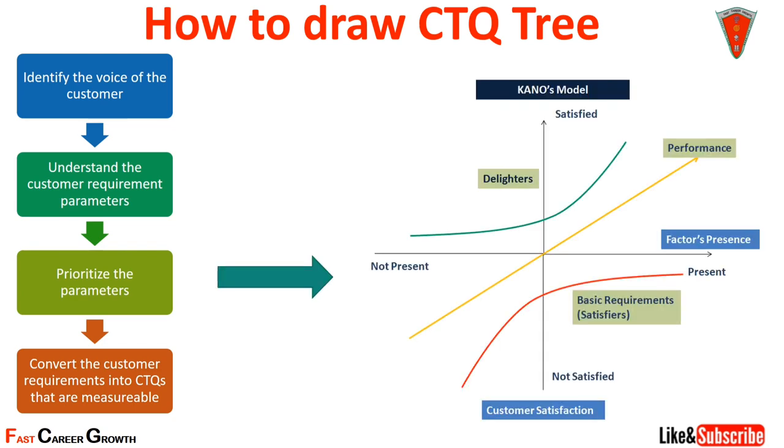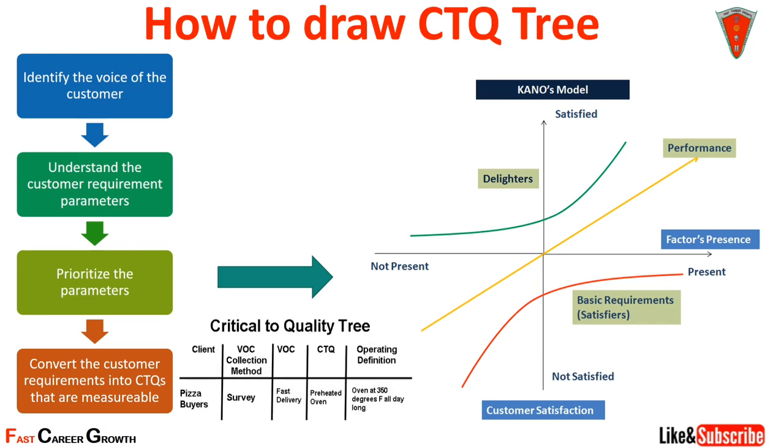That means on the x-axis you have to note down what should be present and what should not be present, and on the y-axis you have to state the level from not satisfied to satisfied. Then you have to draw the lines of delighters, performance, and the basic requirements of the satisfier. So then, a small example of a critical to quality tree.